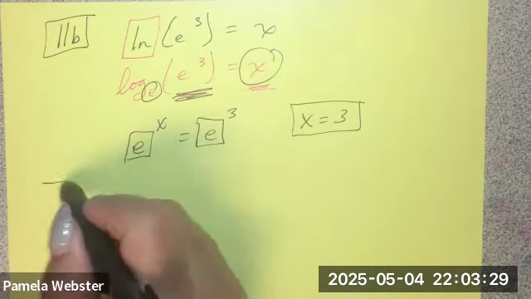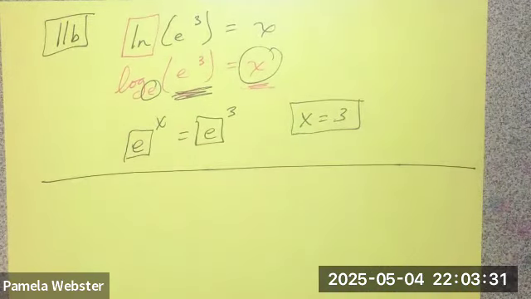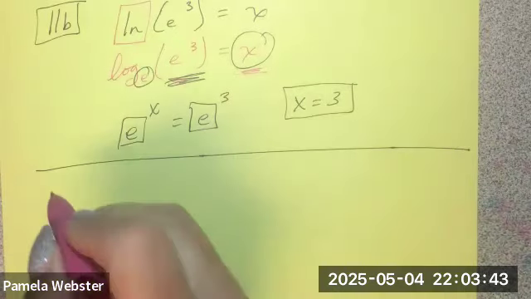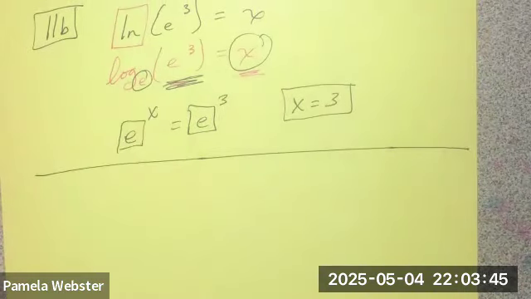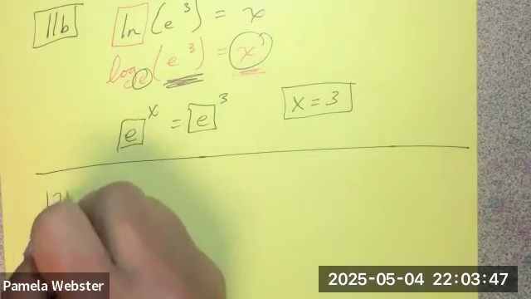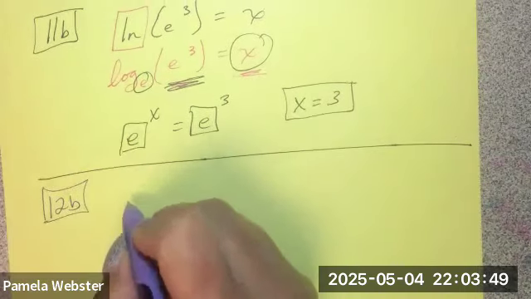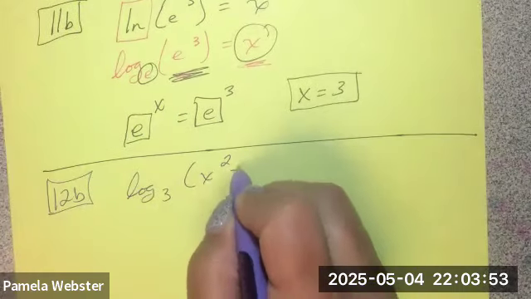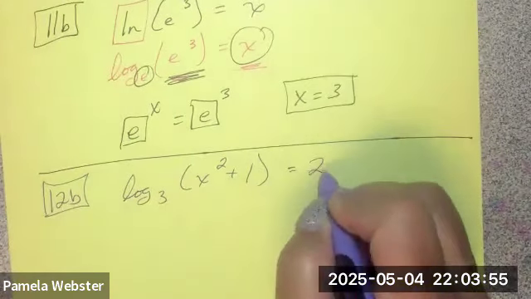All right, so there we go. I'm not going to do every single example of logs. You will have logs on this test. Let me do one or two where we have to use some of our properties to solve some stuff. So I'm skipping just a tiny bit here. I'm going to 12b. It says log base 3 of x squared plus 1 equals 2.